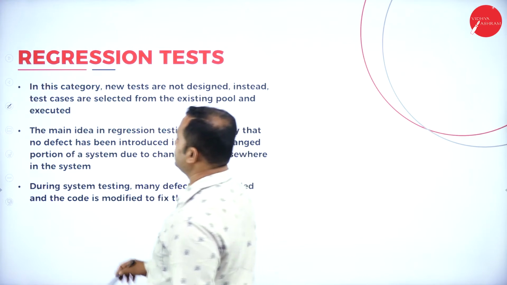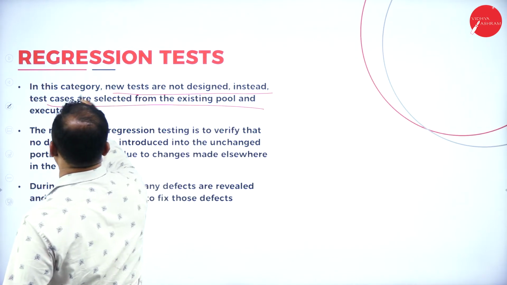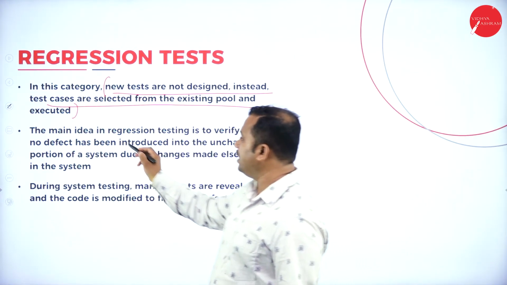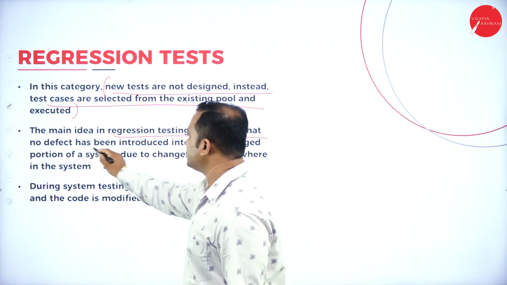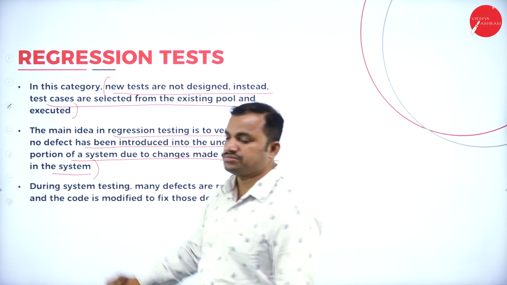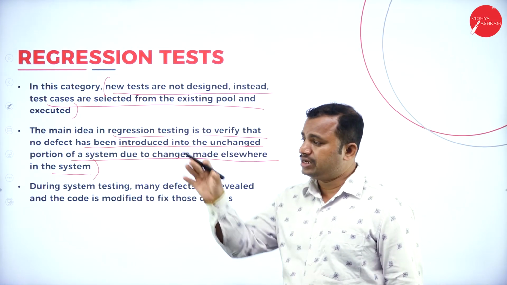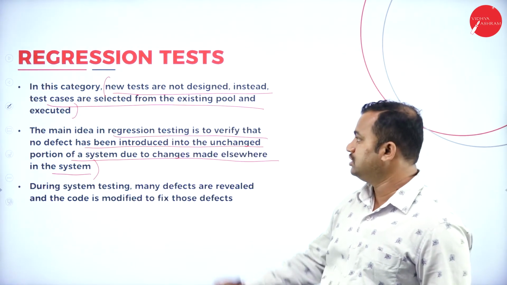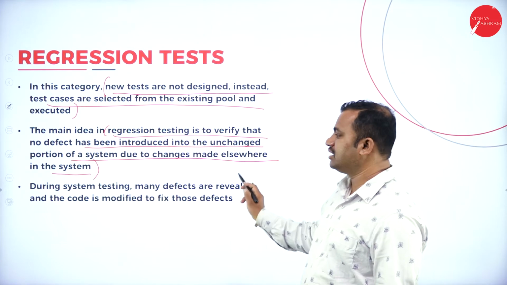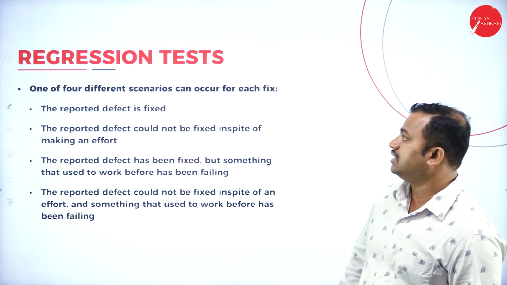Then regression test. New tests are not designed, instead test cases are selected from the existing pool of executed tests. The main idea in regression testing is to verify that no defect has been introduced into the unchanged portion of the system due to changes made somewhere else in the system, while allowing the data to flow from one module to another module, and if any changes are made in one of the modules, that must not get affected into any other modules. That is called as the regression testing. During system testing, many defects are revealed and the code is modified to fix those defects. That is called as regression testing.